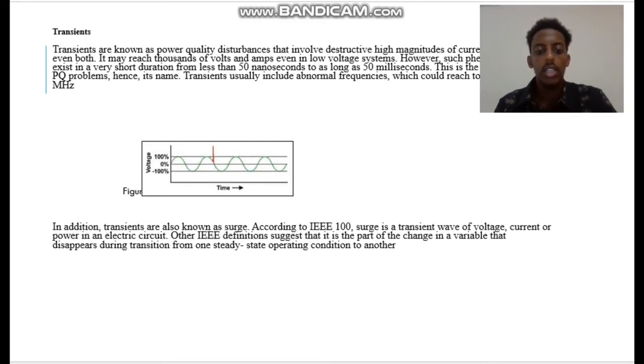In addition, transients are also known as surges. According to IEEE, a surge is a transient wave of voltage, current, or power in an electric circuit. Other IEEE definitions suggest that it's a part of the change in a variable that disappears during transition from one steady state operating condition to another. So that's my part. Thank you.